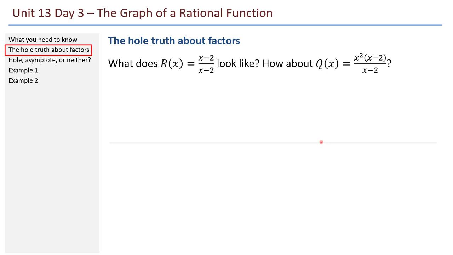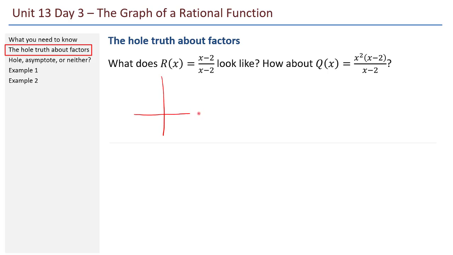There's something I need to talk about. It is the whole truth about factors. Sometimes the graph of a rational function will have a little hole in it. So it's not a vertical asymptote, it's not a horizontal asymptote, it's just a little hole in the graph. Here's how this happens. So consider this function x minus 2 over x minus 2.